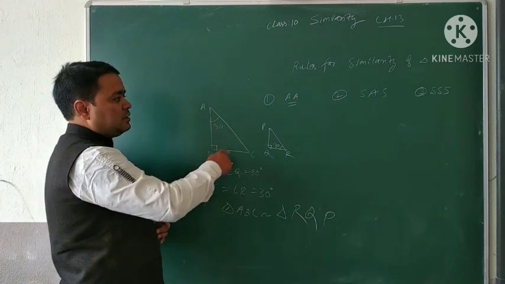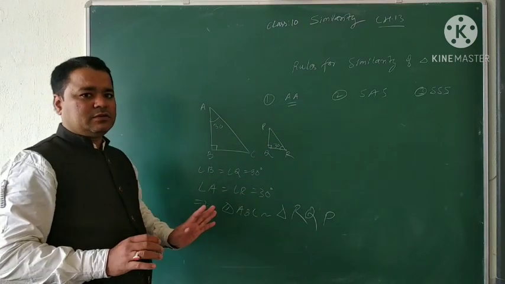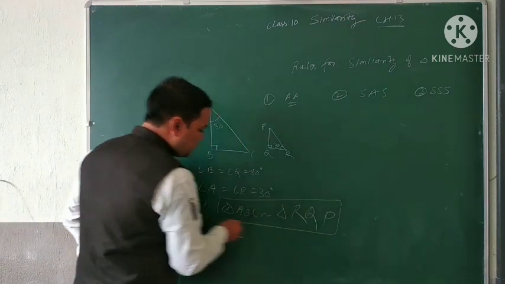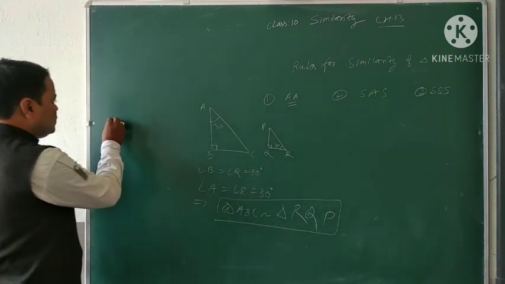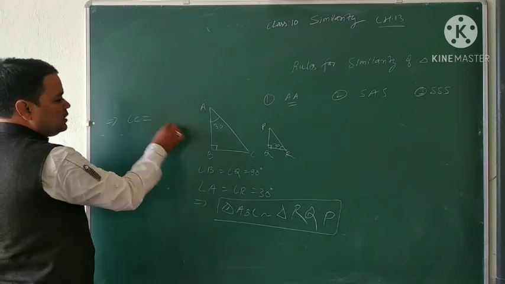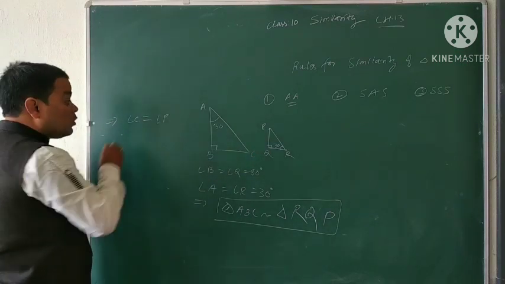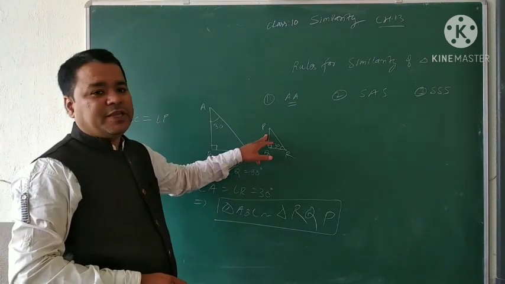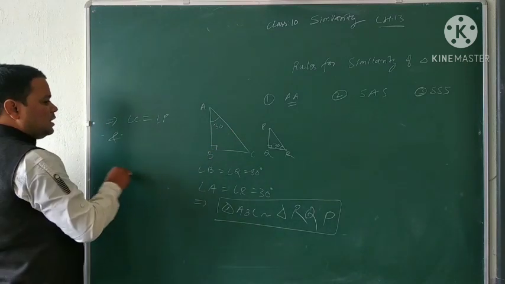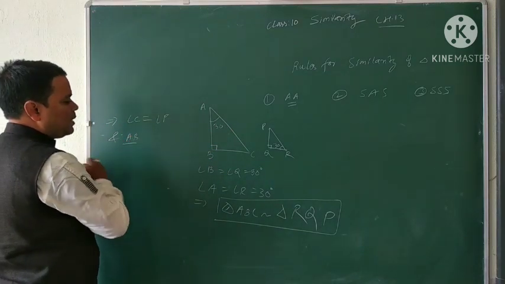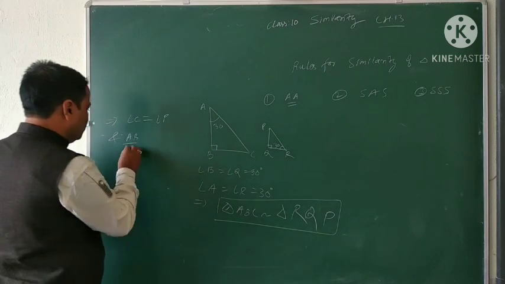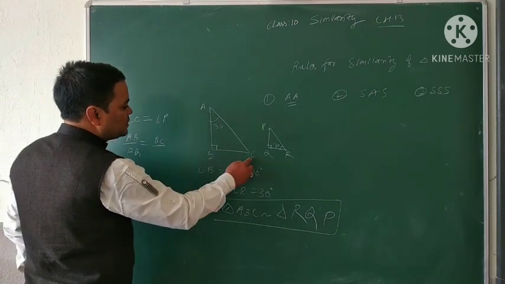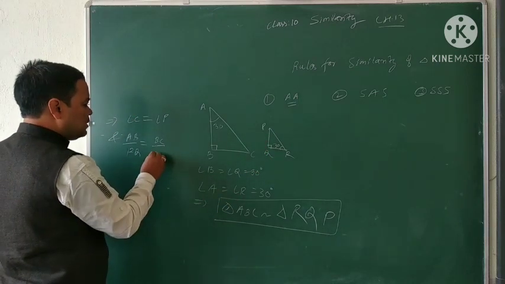Using the angle criteria of the similarity of two triangles. Now, if these two triangles are similar, this implies that angle C is equal to angle P, because the corresponding angle of C will be P, and here AB upon RQ is equal to BC upon QR.